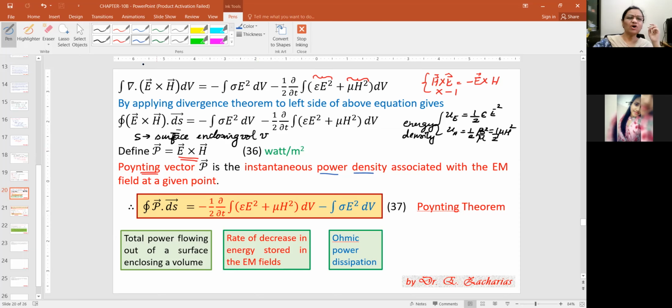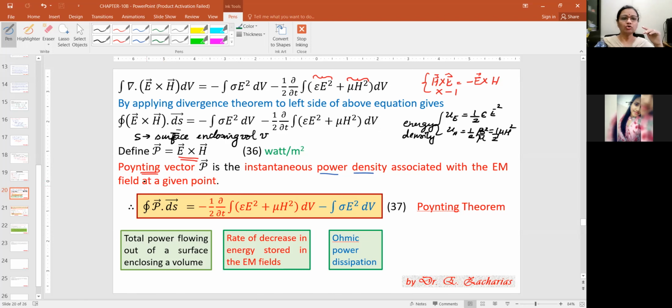Guys, these are small steps only, but they all have a lot of meaning. We are defining what this E cross H is. E cross H is defined as a vector P, written in italics. It is called the Poynting vector, and it will have a unit of watt per meter square. What is power? It is power radiated per unit cross-sectional area. But then what power? It is the instantaneous power at that instant of time.